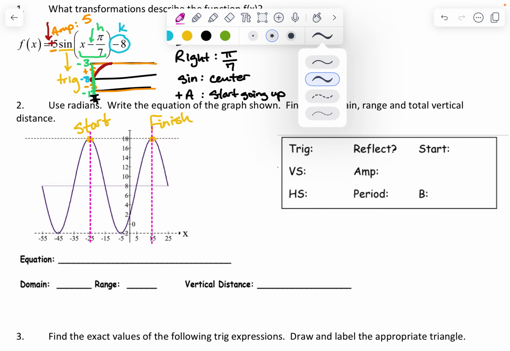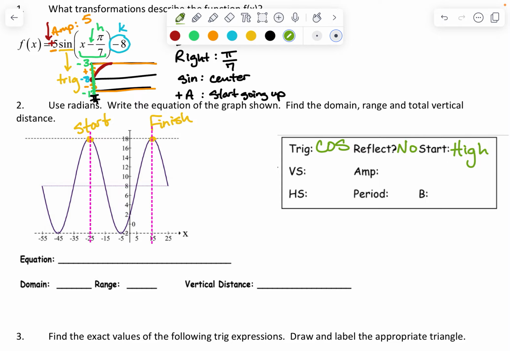Now, this wave starts high. Since it starts high, that means it has not been reflected and that it is a cosine graph. Cosine starts high or low. Sine always starts in the middle or the center.